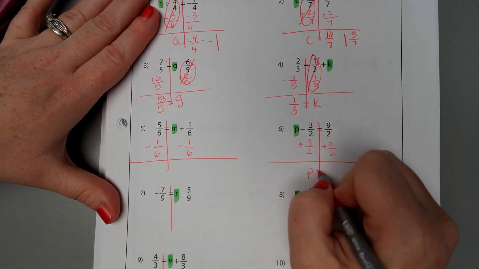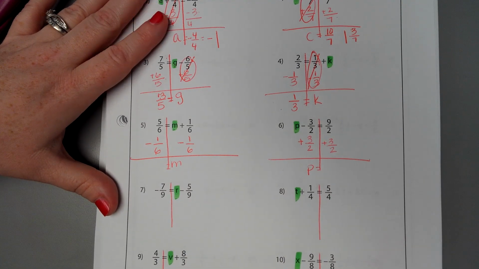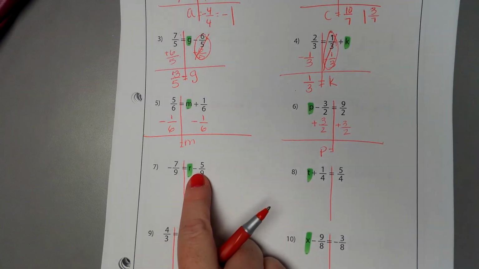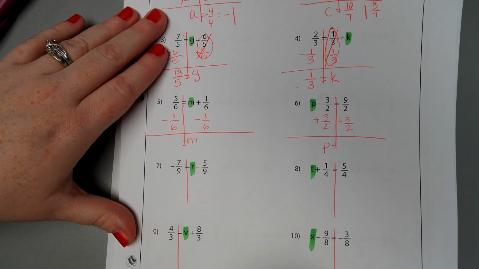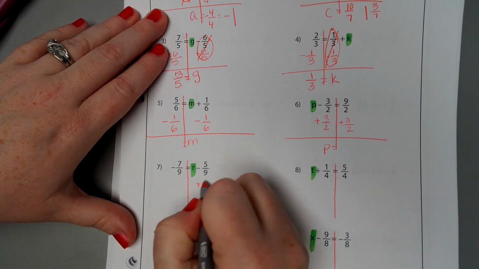Leaving you with P equals, and this one was M equals. Okay, so this one might be a little tricky. You might need a calculator, which is fine as long as you know how to put in your fractions. We have minus 5/9. The opposite would be to add.